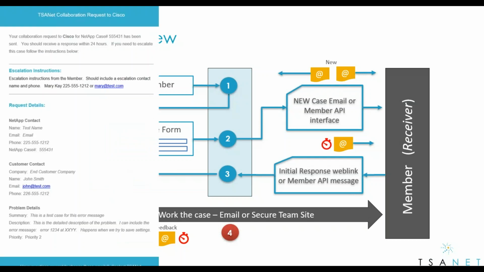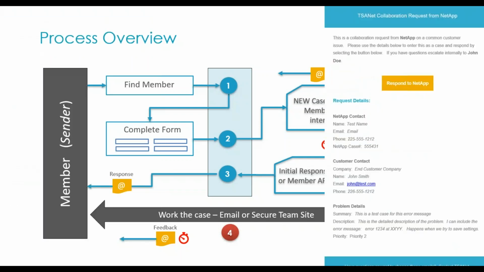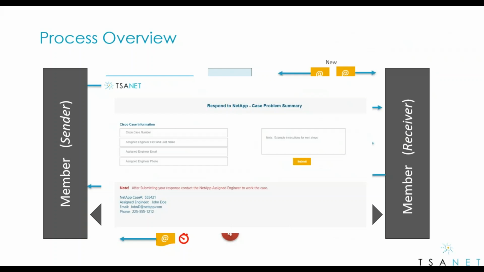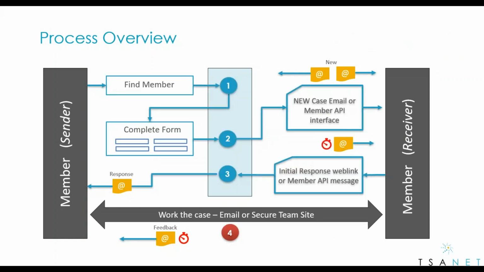So the sender gets an email, the receiver gets an email, and the receiver responds to the email. You can see the button there. That brings them to a very simple form where they share 4 pieces of information: their case number, who the assigned engineer is, and basically how to contact them. You can also include next steps, things like that. But essentially, that's where we step out. At this point, both endpoints are connected. Both endpoints are aware of who the assigned engineer is on each side. Both sides are familiar with contact information.